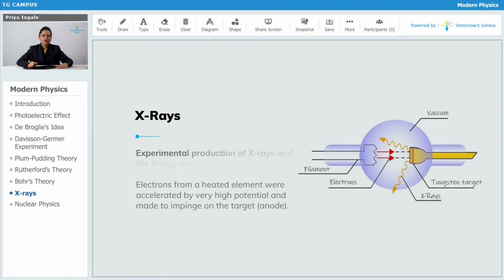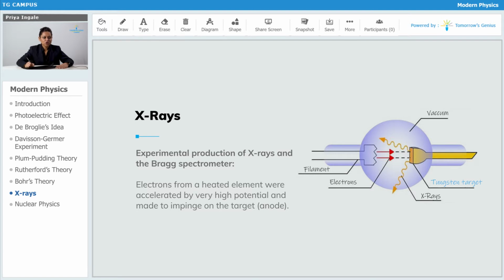Okay. So here is an arrangement for the production of X-rays, and the arrangement is known as Bragg spectrometer. As you can see, it has a filament, and high voltage is applied at the filament, and when the filament gets heated up, electrons are emitted from it. The process involved is thermionic emission. And then here is the tungsten target where these electrons strike.